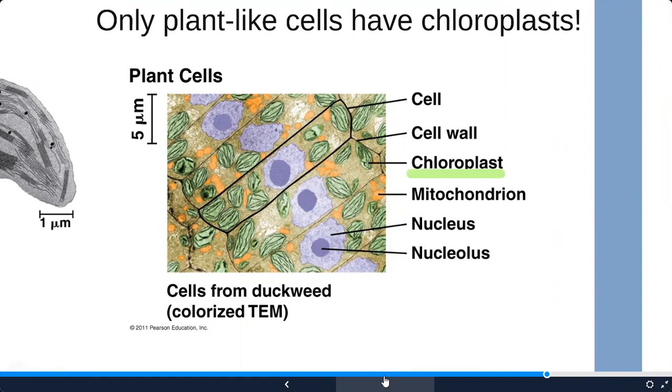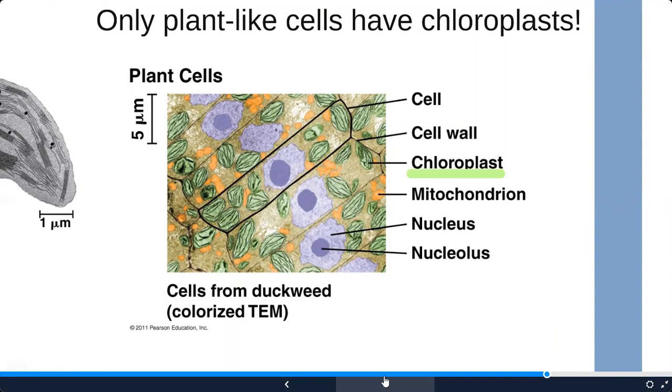Now, out of the classification system, we have 3 domains. So we have bacteria, archaea, and eukarya. Okay. Some bacteria can do photosynthesis, but they're prokaryotic cells. They do it in a different way.